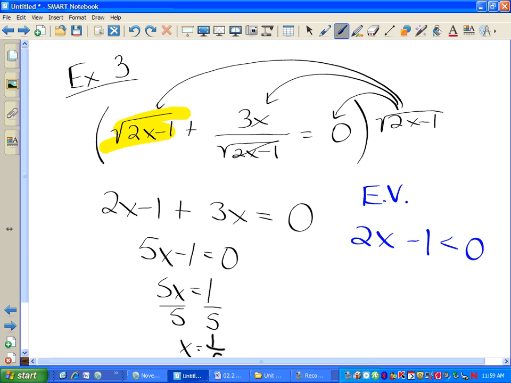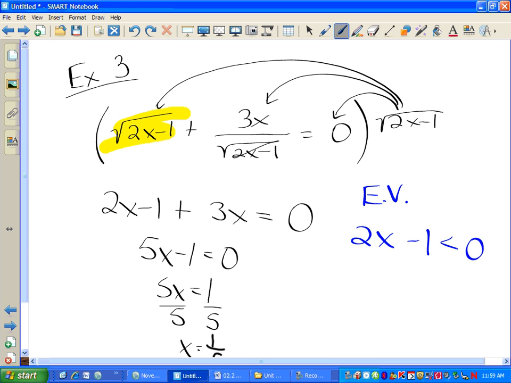Because a lot of times when we do this in a different setting, we would have said 2x minus 1 has to be greater than 0. But now I'm talking about what it can't be, and it can't be negative. So I'm saying 2x minus 1 would be negative when all this stuff is less than 0. Now, what about this fraction?